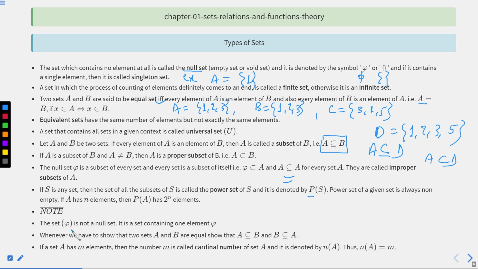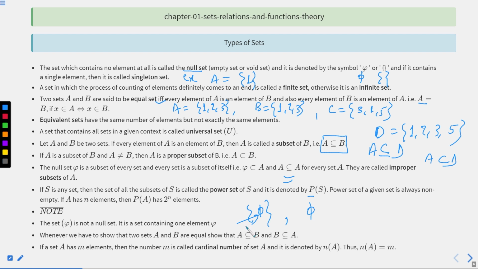The set {phi} is not a null set. It is a set containing one element, phi. Suppose we have this set {phi}, so it is not a null set. If we have to write a null set, we can simply write phi. Clear? So the set {phi} is not a null set. It contains one element, phi.